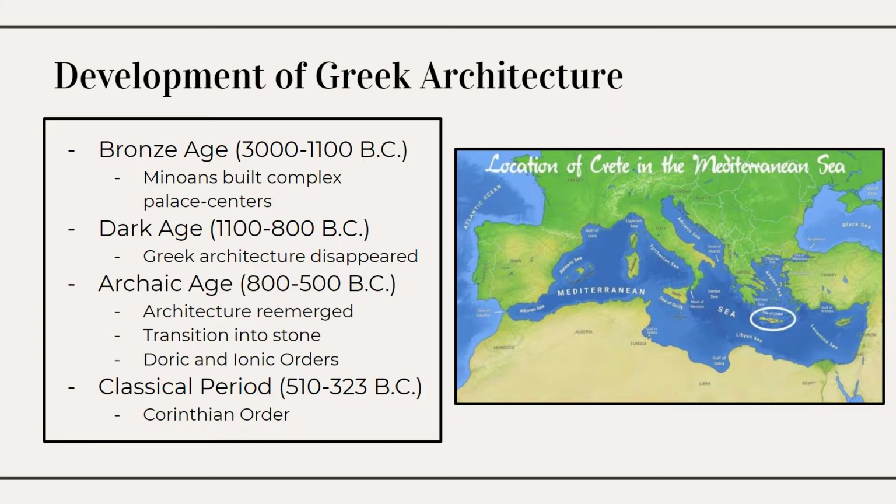And then the Dark Age occurred, Greek architecture disappeared, and not much is known of that. And then in the Archaic Age, we have architecture re-emerging with the transition into stone. So the first temples were small and simple, and none survived due to the material that was used, which was actually wood. And so they had thatched roofs.